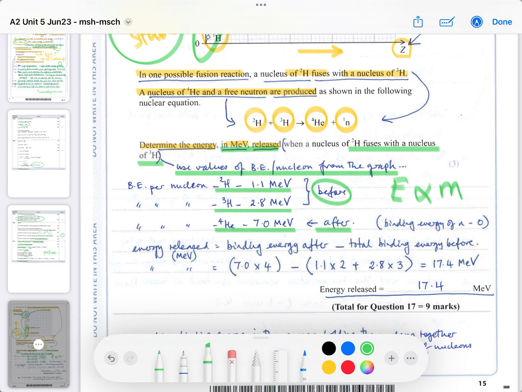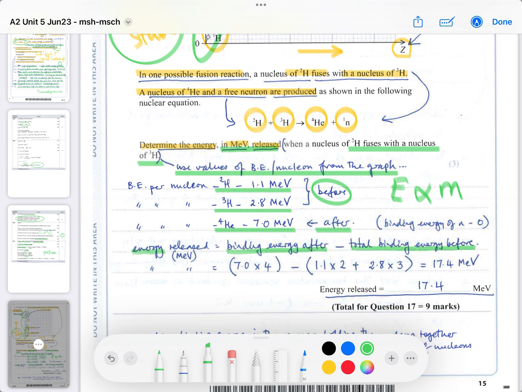Now we're not counting the neutron, because the neutron on its own has no mass defect, because mass defect or binding energy is how much it would change if you separated it into its individual nucleons. And of course a neutron on its own has no binding energy, because it's already separated. So the energy released will be the binding energy after minus the total binding energy before.